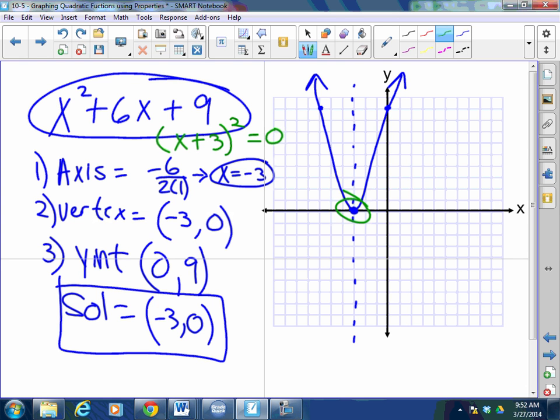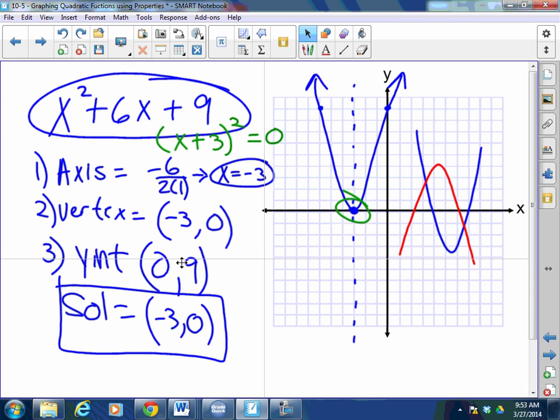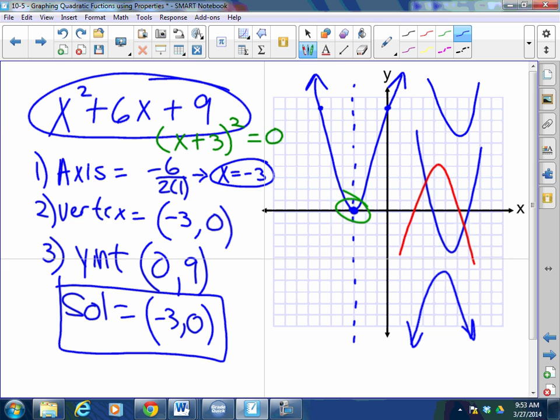You can have one solution. You could have 2 solutions. Or it can be like this, you know, going that way. Or you can have no solution. Or up here like this. No solution means it never goes through the x-axis.